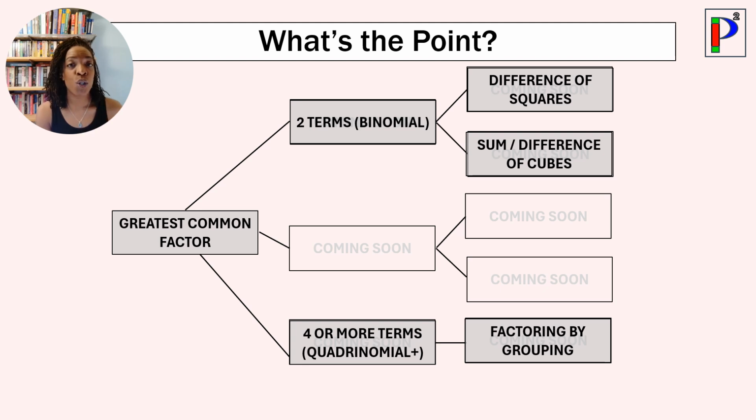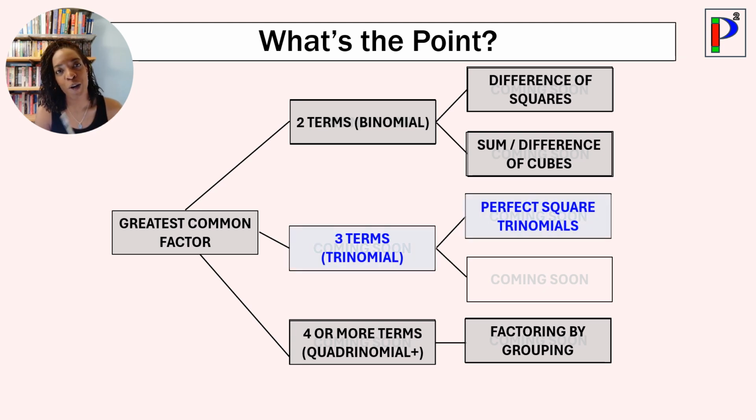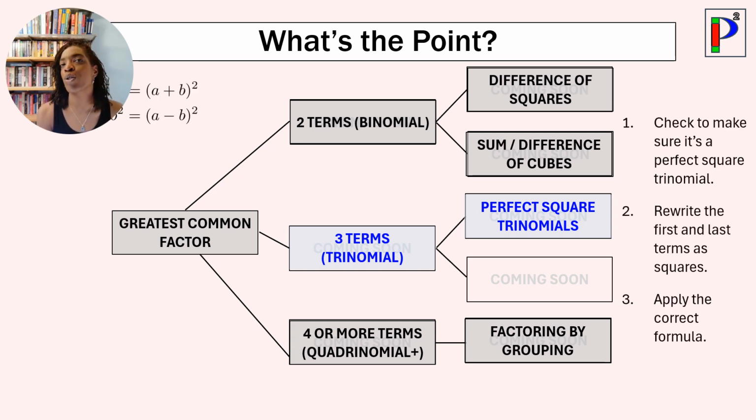All right, so you now know one wonderful method to factor a trinomial. We are going to learn some more methods in the next couple of videos. Just keep in mind that this one only applies to a certain kind of trinomial and is not always applicable. We're going to check to make sure it's a perfect square trinomial. Then we rewrite our first and last terms as squares, optional step, and then finally we apply the correct formula.